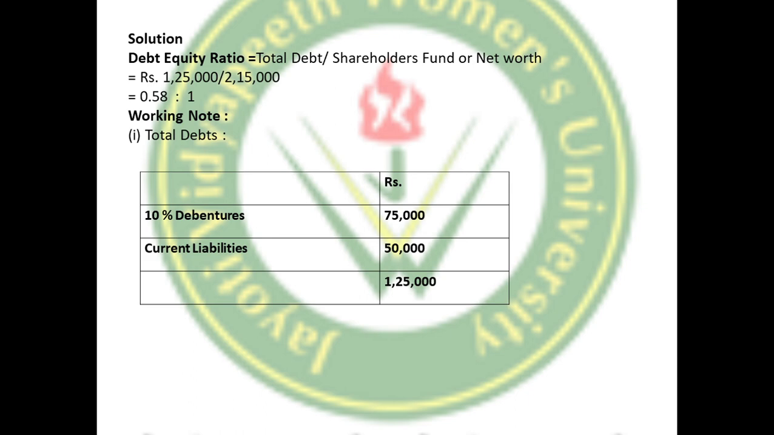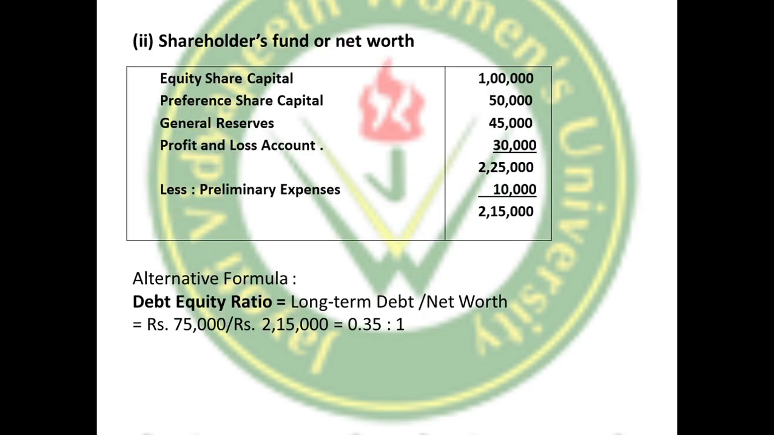Now let's calculate the other component of this ratio, that is shareholder fund or net worth. To calculate shareholder fund, we include equity share, preference share, general reserves and profit and loss amount. When we add all these amounts, we get the answer 2,25,000. Out of this, we have to exclude preliminary expenses, that amounts to 10,000.